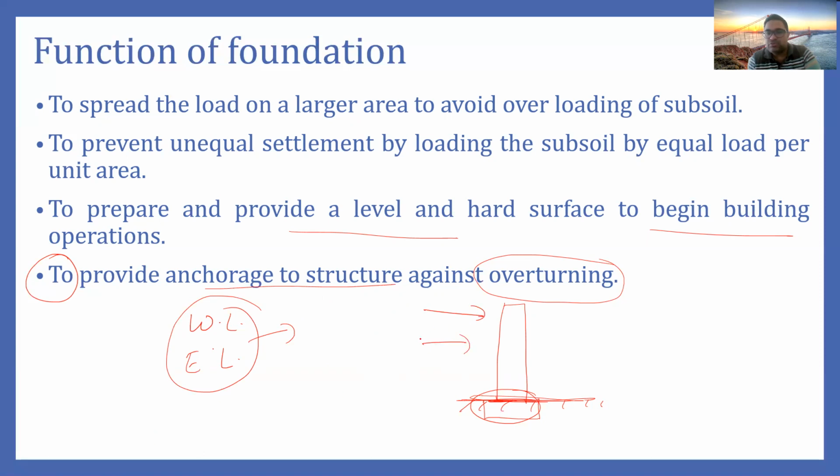Now, because of these horizontal loads, the deformation of the building will look like this. Now, if this part is not fixed, in that case, what will happen? The building will ultimately overturn. So to avoid this overturning, the foundation acts as an anchorage or as a fixed support for the whole building. So that is also a very important function of the foundation.